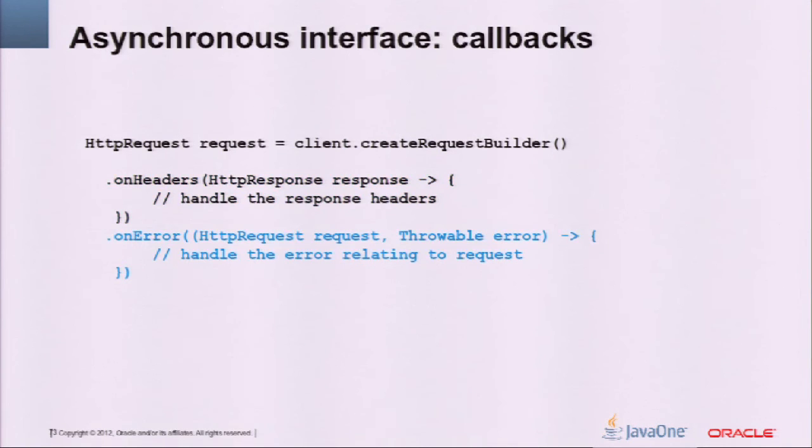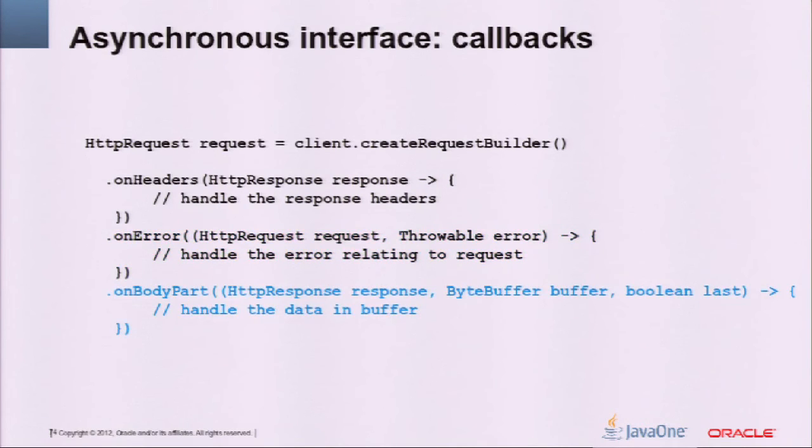Then we can do exactly the same thing for the error handler. The left-hand side of the expression is the method signature for the error handler interface, and the right-hand side is the block of code that gets executed when an error occurs. And finally, the same thing for body part. Basically, the block of code there will be executed, and it will have access to those parameters that you see there. So we build that request and use the client to send it.